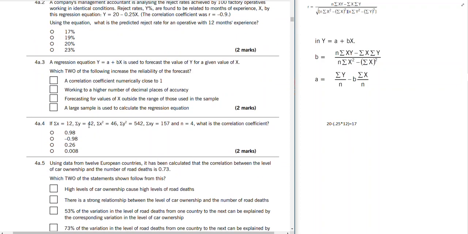If sum of x equals 12, sum of y equals 42, sum of x squared equals 46, sum of y squared equals 542, sum of xy equals 157, and the number of data pairs equals 4, what is the correlation coefficient, which is r?